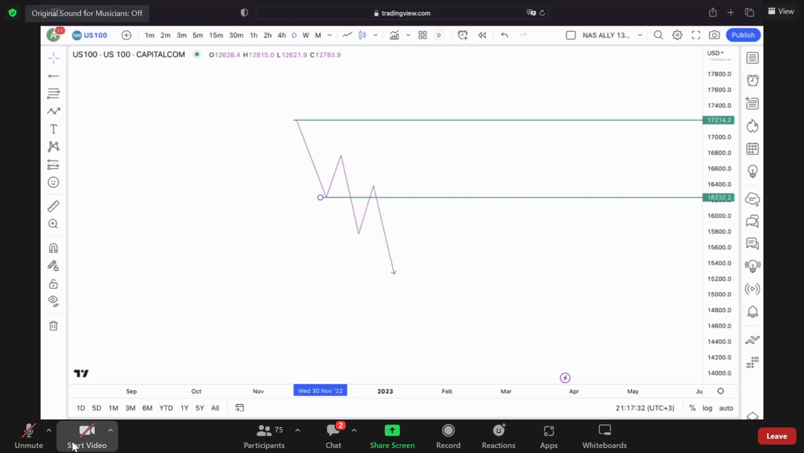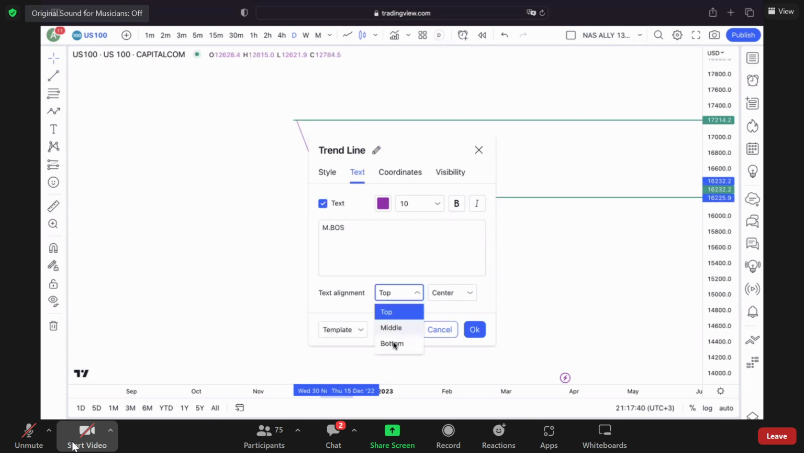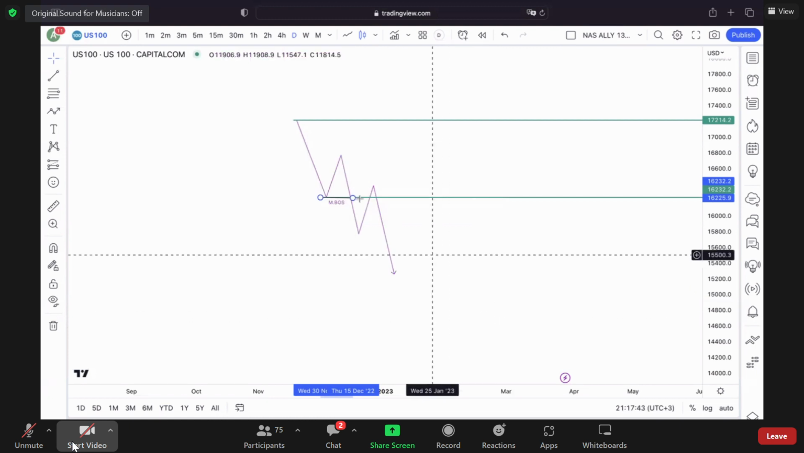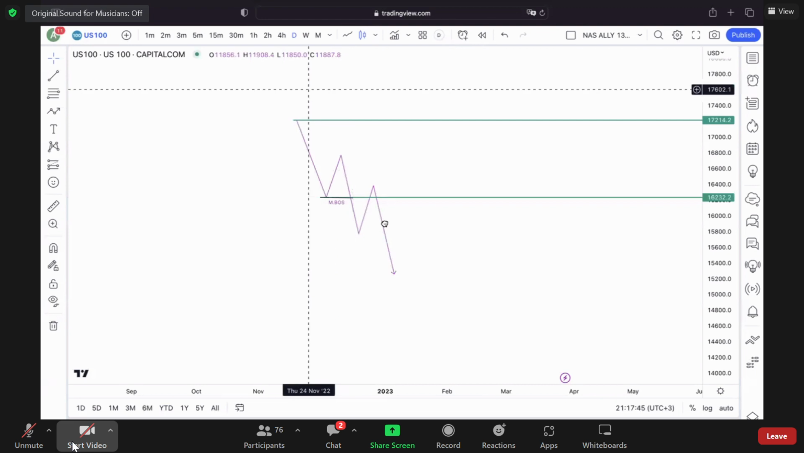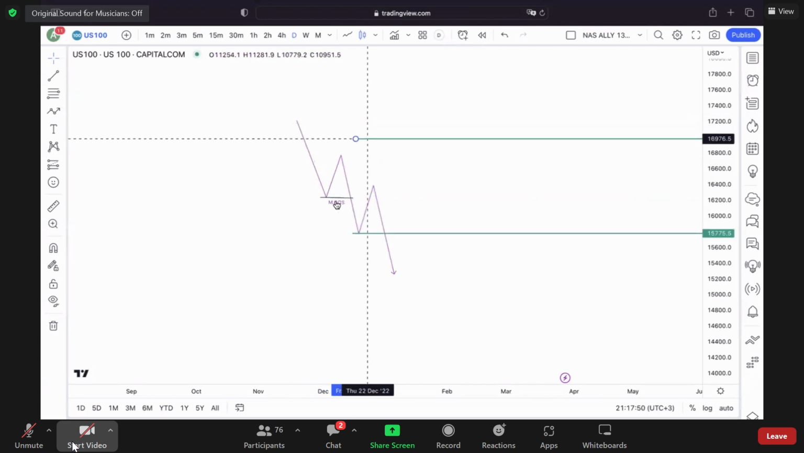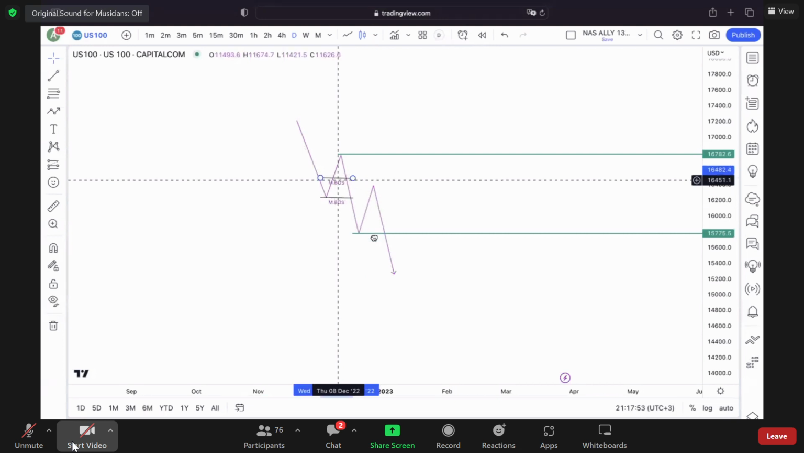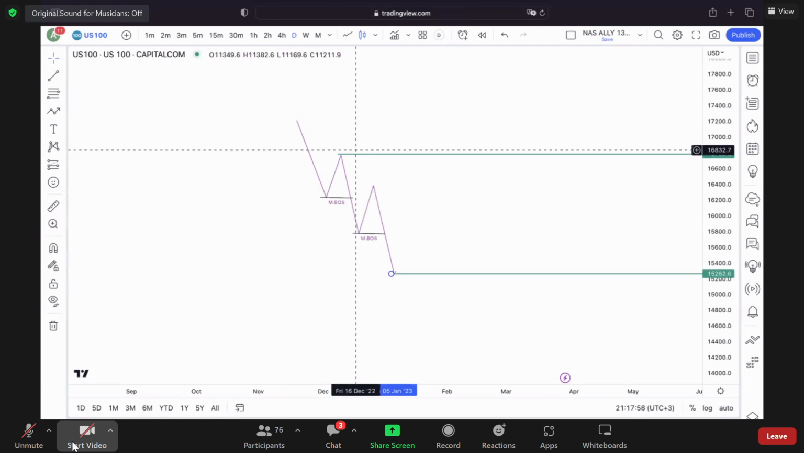Okay, and then the market broke structure, right? So this is what we call major break of structure. Why is it major? Because it's breaking the major range. It's breaking the external range. Okay, so now we have a new trading range. And we now have, again, a major break of structure. Okay, and now the market does this.